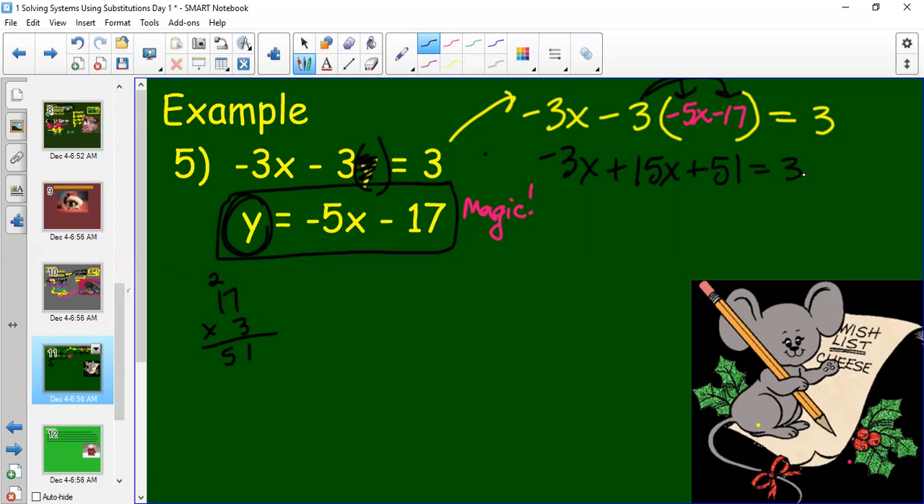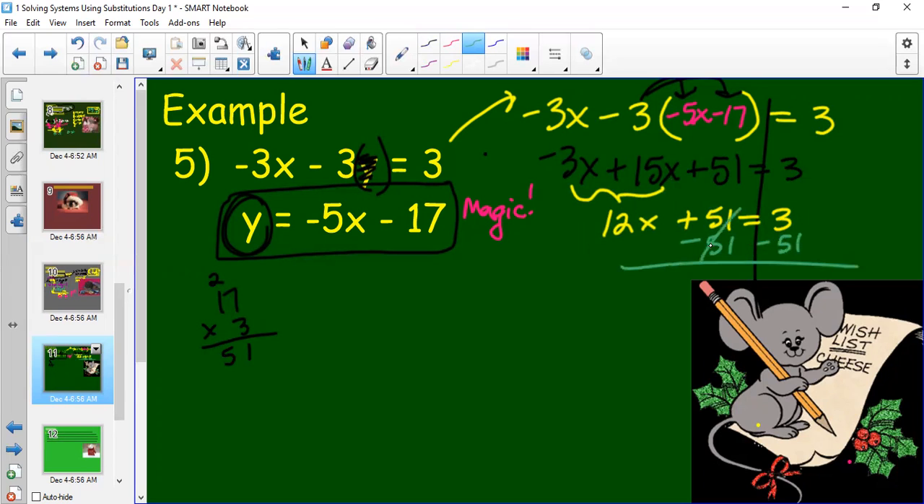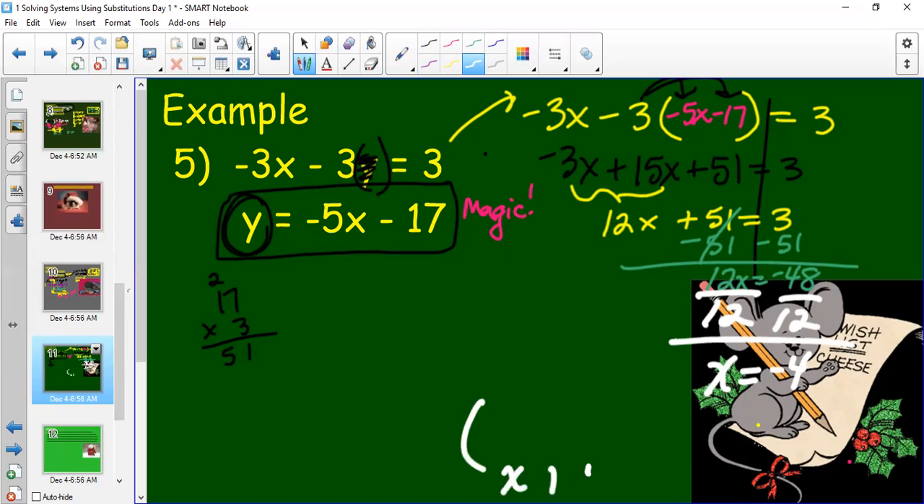Equals 3. All right, so to solve this, combine my like terms. Negative 3x plus 15x gives me 12x plus 51 equals 3. I would subtract 51. That would give me 12x equals negative 48. I would divide by 12. I would get an answer of negative 4 for my x. But again, you always need to find a point. So we just found our x of negative 4.